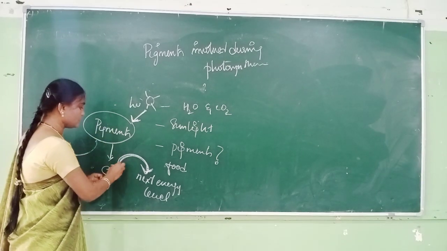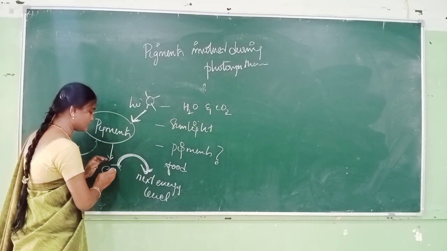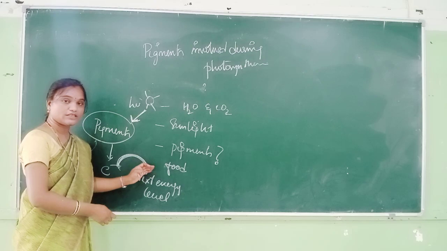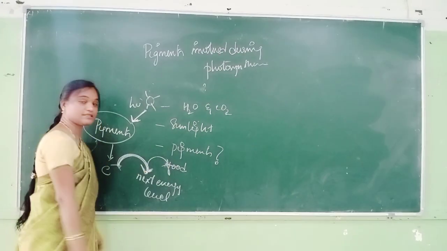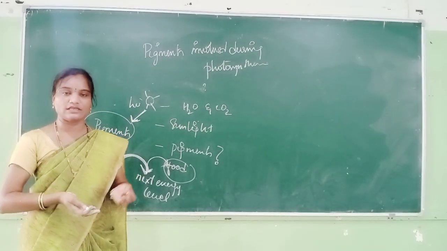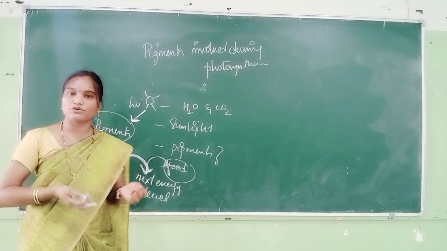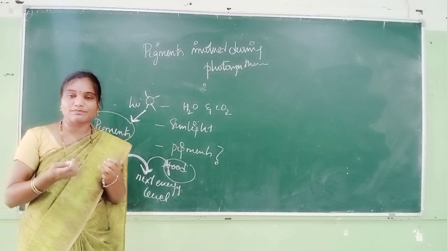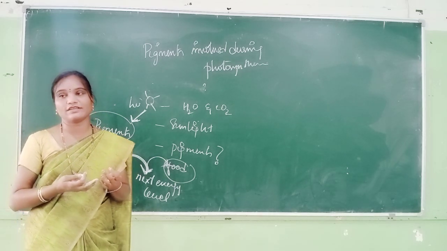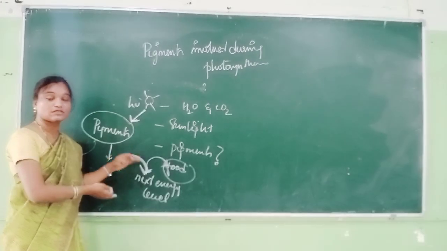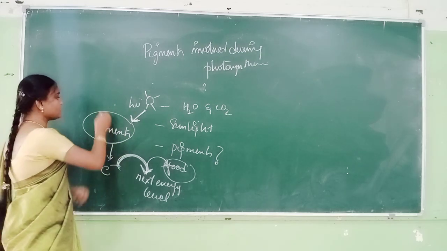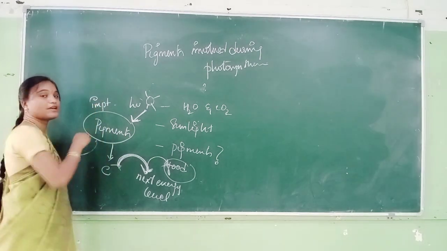So when electrons are jumping from ground state to the next energy level, during this process food is prepared, isn't it? So during this process, light energy is converted into chemical energy, and the chemical compounds formed during the light reaction will reduce carbon dioxide to form food material for the plants, isn't it? So this is a two-step process. The same function is observed with your pigments, isn't it? So pigments are very important. These are essential for photosynthesis.